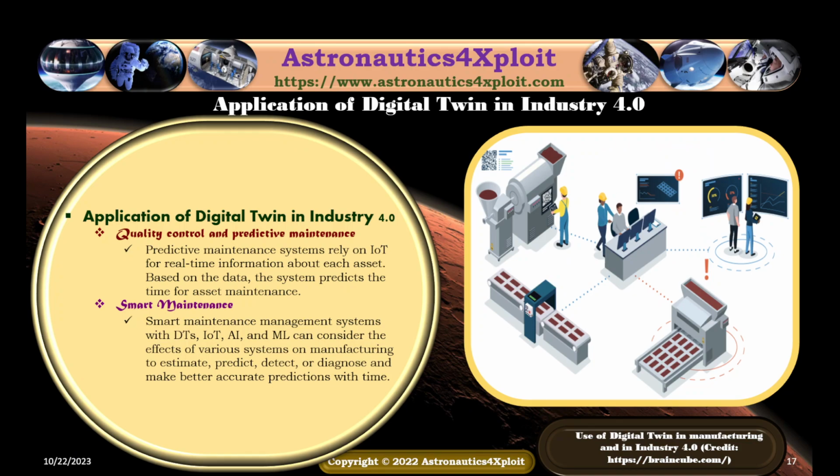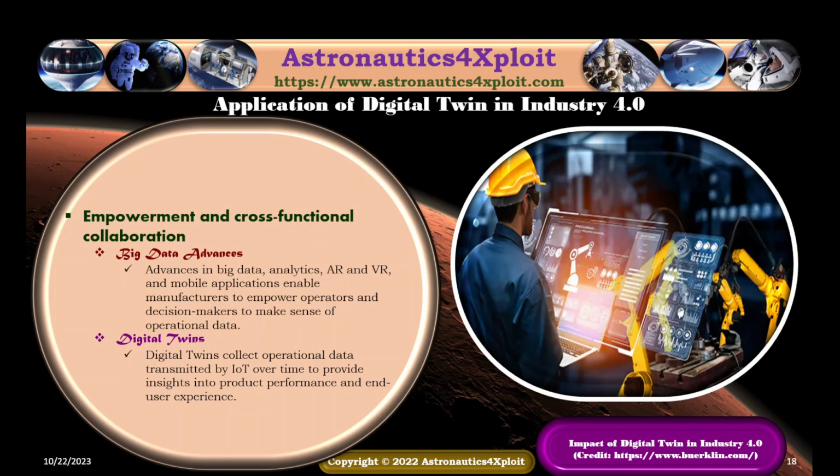Quality control and predictive maintenance. Predictive maintenance systems rely on Internet of Things for real-time information about each asset, and based on the data, the system predicts the time for asset maintenance. Smart maintenance management systems with digital twins, Internet of Things, artificial intelligence, and machine learning can consider the effects of failure systems on manufacturing so as to estimate, predict, detect, or diagnose, and make more accurate predictions with time. Use of digital twin in manufacturing in Industry 4.0 is shown in this picture.